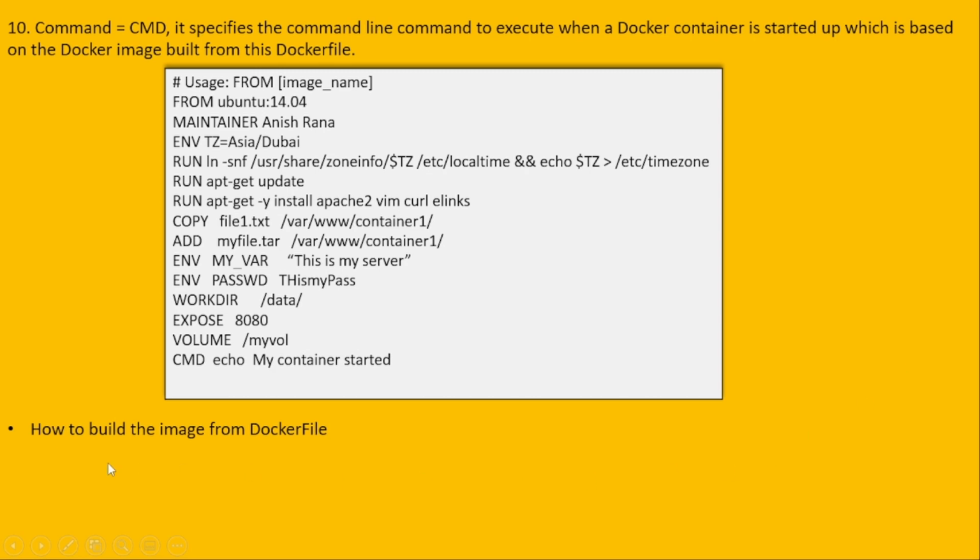And how to build an image from a Dockerfile? The command is docker build, the same command, minus t my web server. This is the name of the image, and then a space and a dot. This dot indirectly tells that my Dockerfile is in my current directory. So if you use the name with capital D and capital F, Dockerfile, and execute this command from the current directory where you have created this file, it will automatically take the Dockerfile.